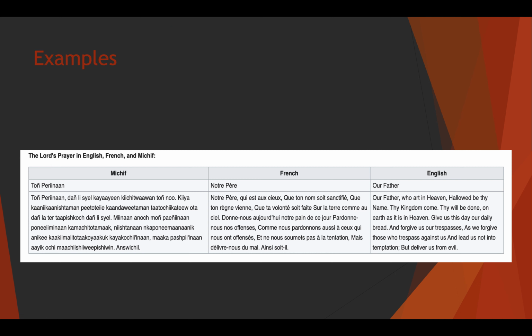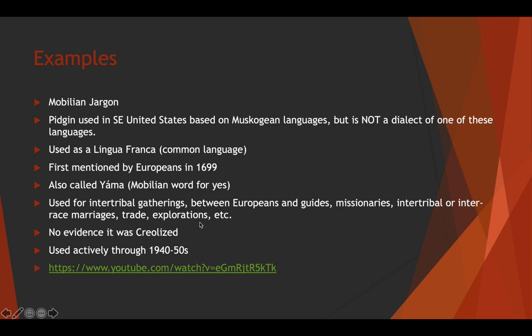So here are some written examples of the Lord's Prayer in English, French, and Michif. And so you can see different things that correlate. And then some more examples, Mobilian jargon you might have heard of. I have a video in the supplemental resources about Mobilian.